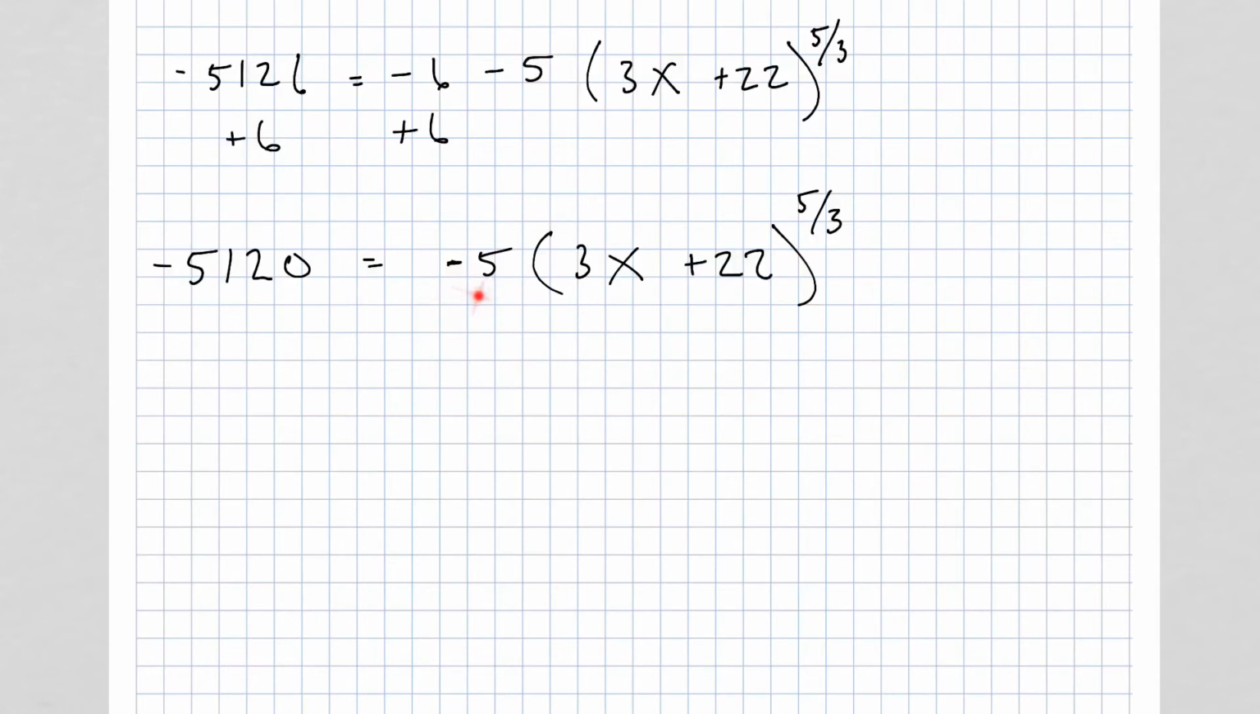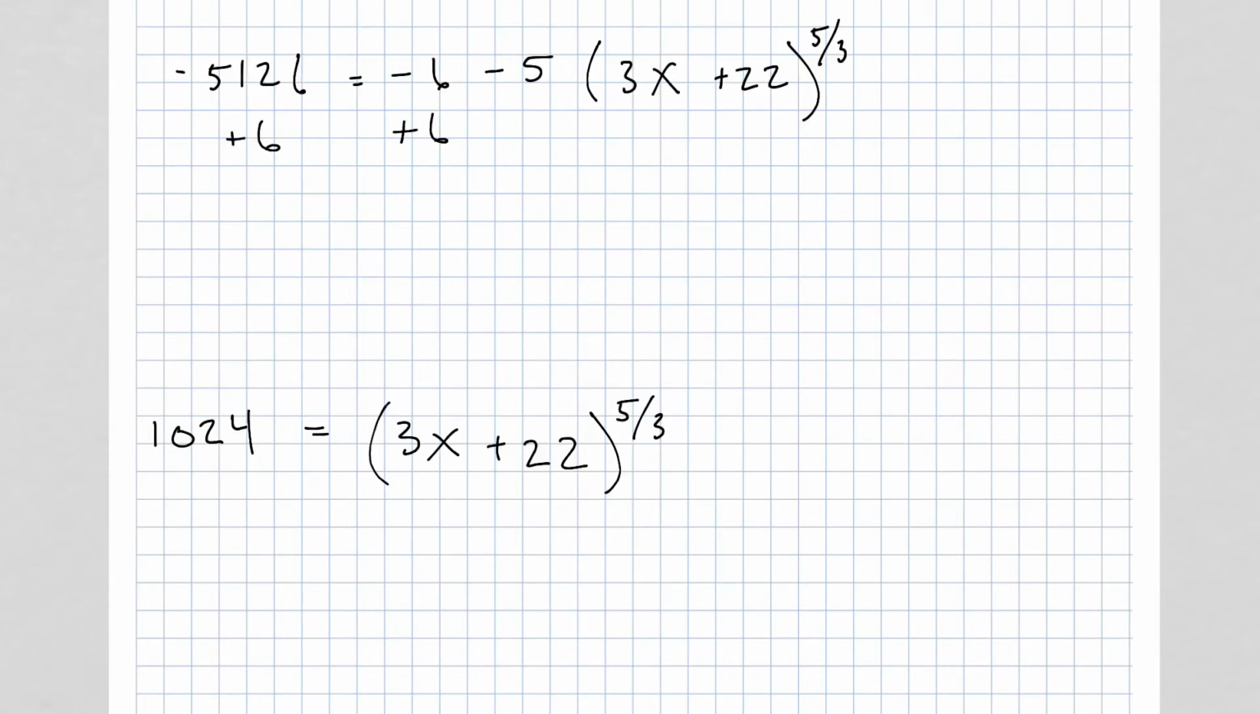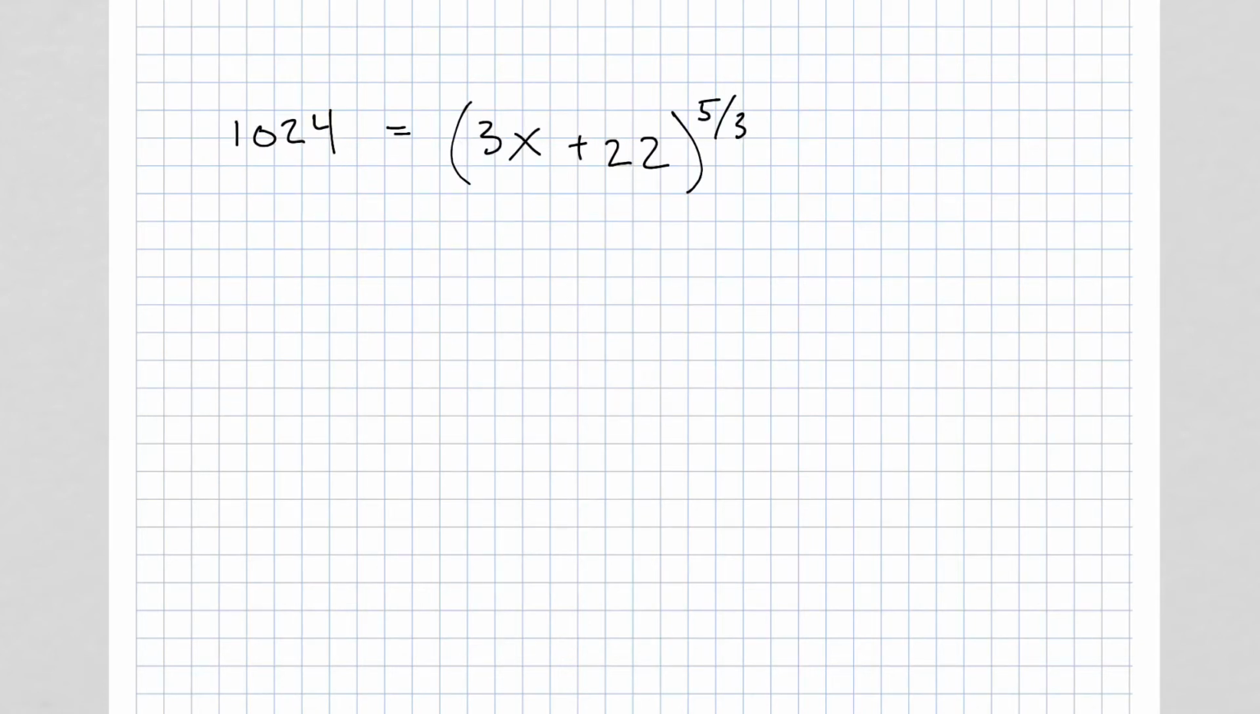Next thing we're going to want to do is divide both sides by negative 5. That gets rid of this negative 5 here and here. Negative 5120 divided by negative 5 is a positive 1024. I'm going to say that equals 3x plus 22 raised to the 5/3 power. Once again, we're going to multiply by its reciprocal. So let me go ahead and erase this stuff here. Raise it to the power of its reciprocal. So we're going to raise both of these to the 3/5 power.